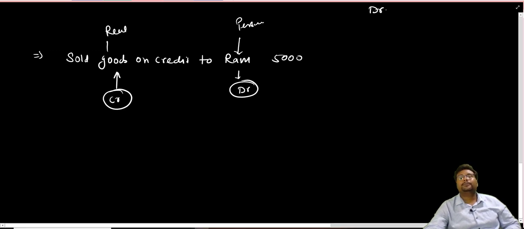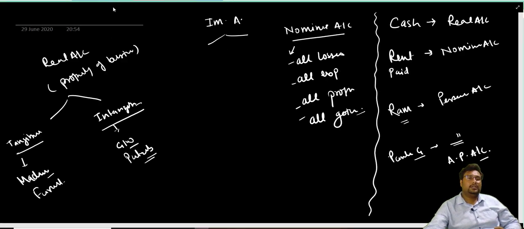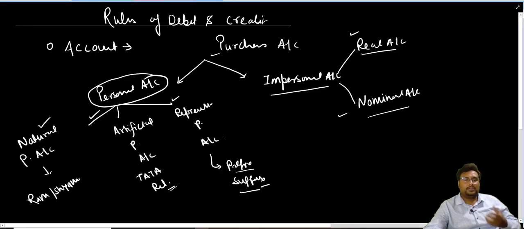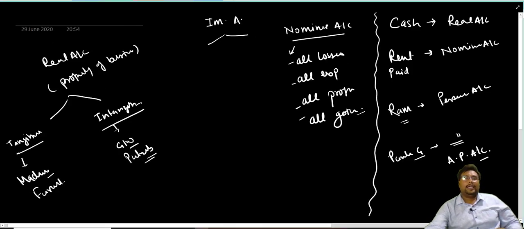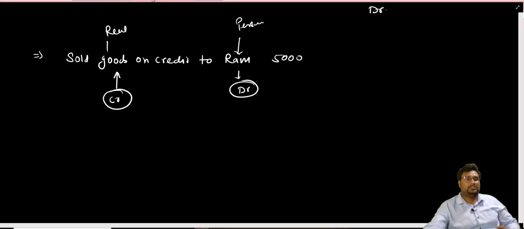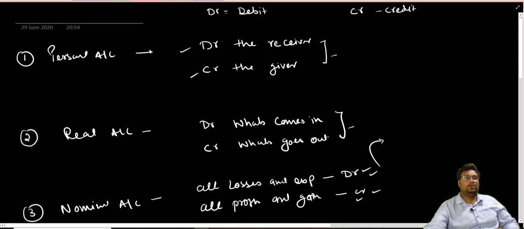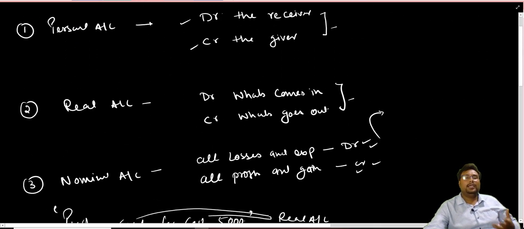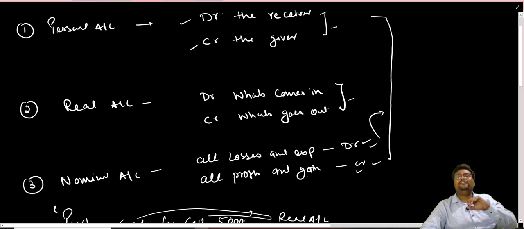Chalo ji, very good. Now, this is all the things we studied. It means we studied the personal account, we studied the real account, and we studied the rules of personal, real, and nominal. This rule is known as the golden rule of commerce. So every student of commerce has to remember this.